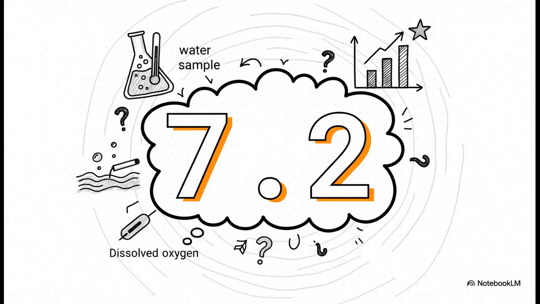So take a look at this. Is this number useful? 7.2? What's so interesting here is just how completely ambiguous it is. Is that a pH level from a water sample? Is it a temperature in Celsius? Dissolved oxygen in milligrams per liter? Or maybe it's a performance score for some model.